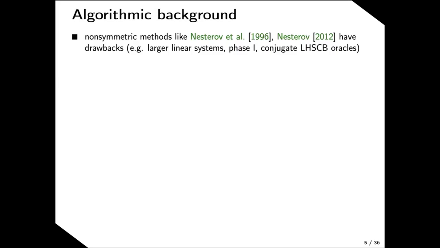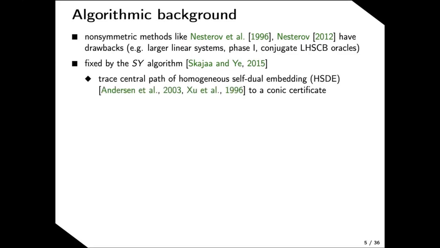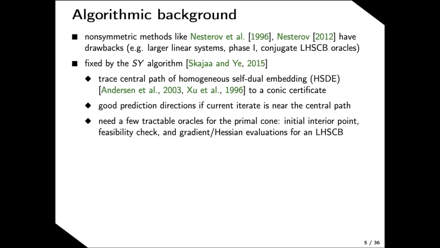For some algorithmic background, various non-symmetric methods have drawbacks, and these were fixed by the SY algorithm by Skajaa and Ye in 2015. This algorithm traces the central path of the homogeneous self-dual embedding down to a conic certificate if one exists. It relies on an observation by Nesterov that good prediction directions can be obtained if the current iterate is near the central path. This algorithm only needs a few tractable oracles for the primal cone. These are an initial interior point, a feasibility check, and gradient and Hessian evaluations for an LHSCB.